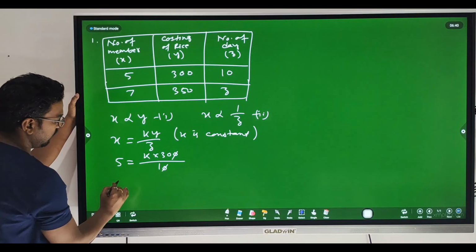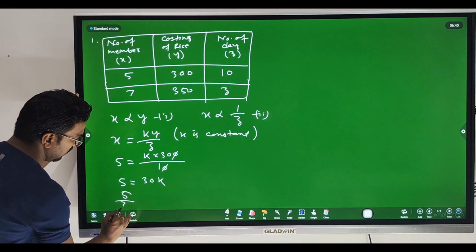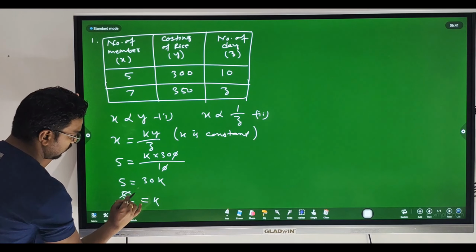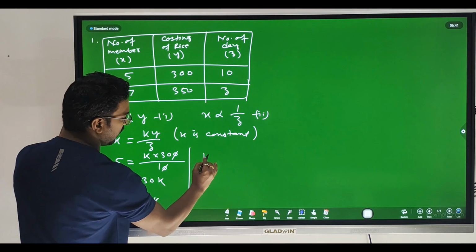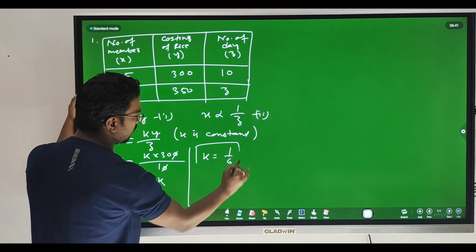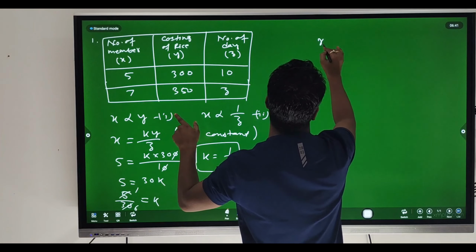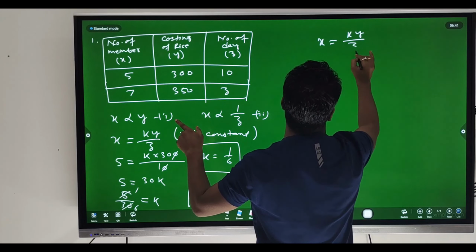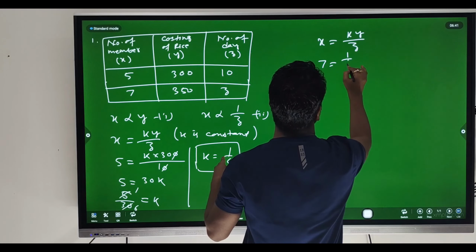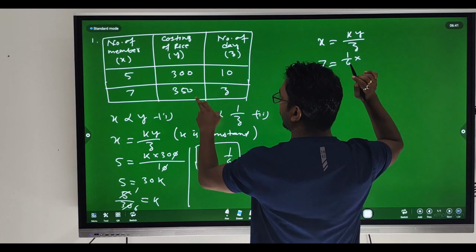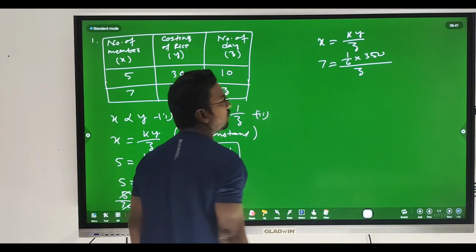If you cancel, what will remain? 5 equals 30k. Bring this 30 to the other side, it will divide, so k equals 5 by 30. If you reduce it, it will be 1 by 6. So the value of k is 1 by 6. Now in the second part we'll do the same thing. The formula is x equals ky by z. Here x is 7, k we got 1 by 6, y is 350, and z we don't know.